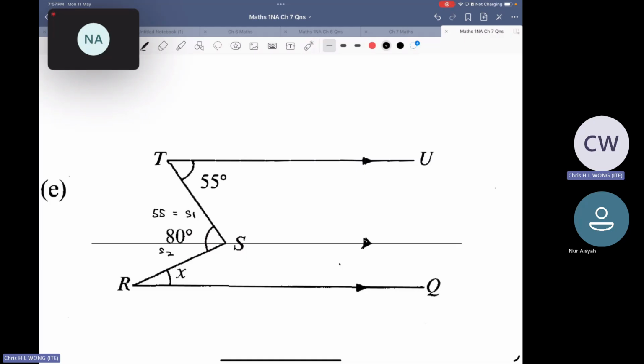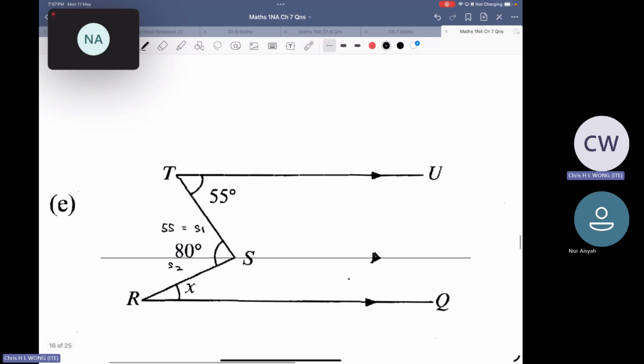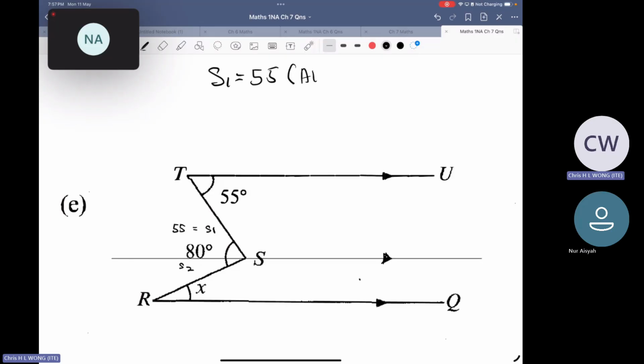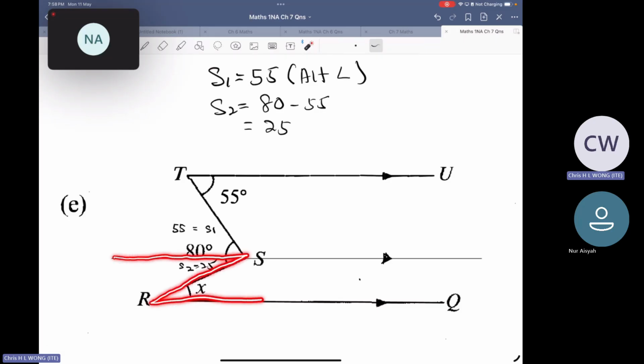Okay. So you must write down, you must tell them S1 is equals to 55. A reason? Alternate angle. Okay. S2, no reason. You just take 80 minus, isn't it? No reason, just a difference. 80 minus 55 gives you 25. I put 25 here. And what do you see? Can you see something? So what is X?